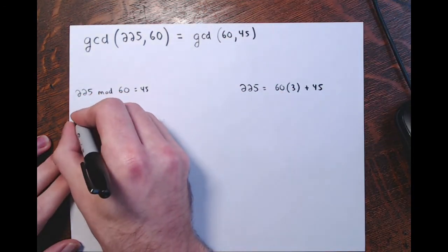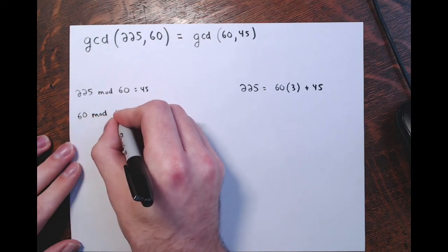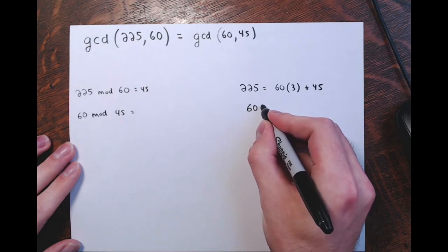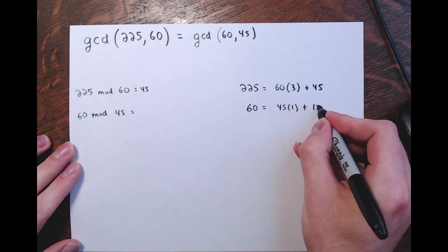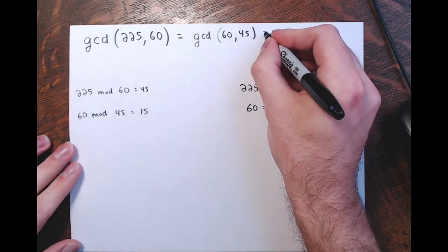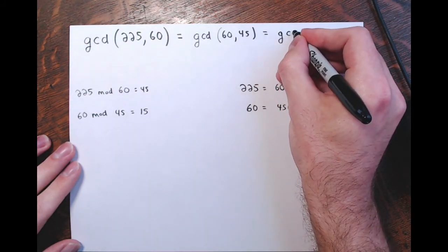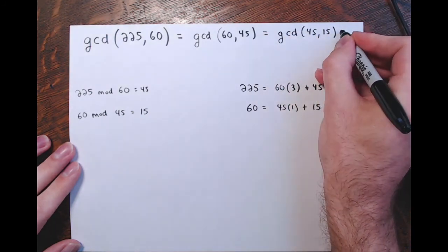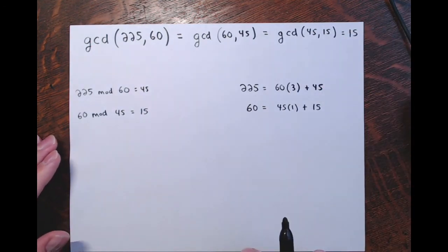All right, now I'm finding what's 60 mod 45. Well, 60 would just be 45 times 1 plus 15, right? So that remainder is 15. And by that greatest common divisor theorem, again, this is equivalent now to the greatest common divisor of 45 and 15, which is 15.